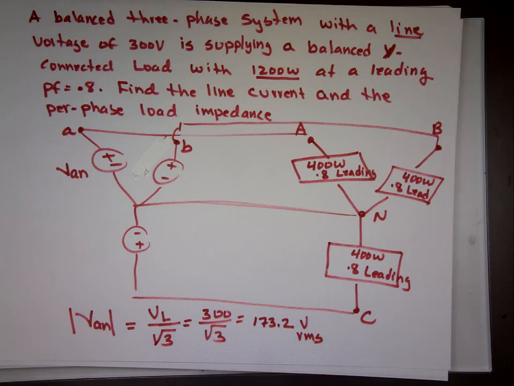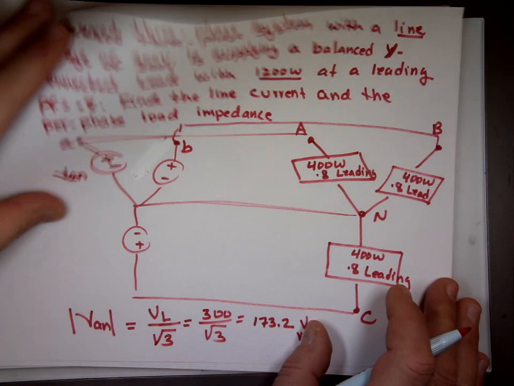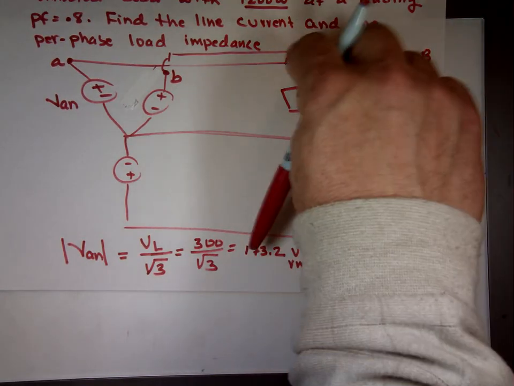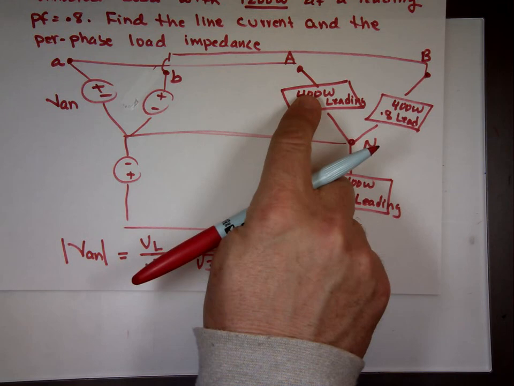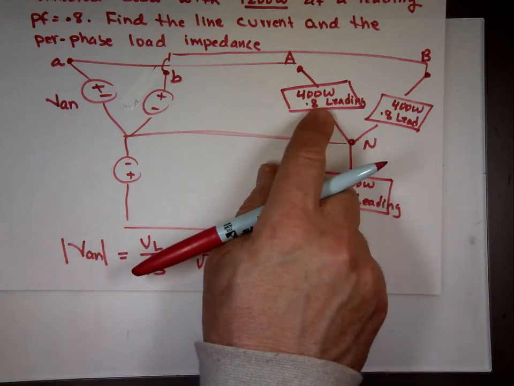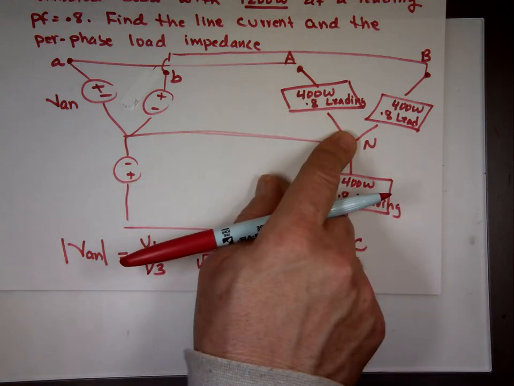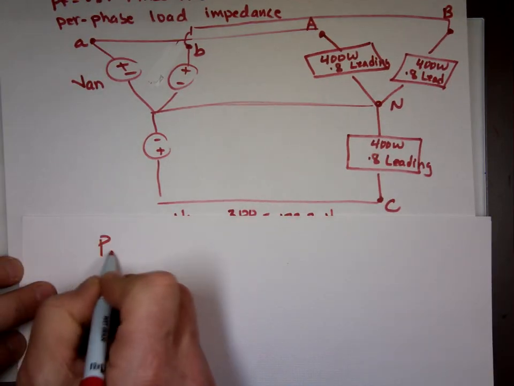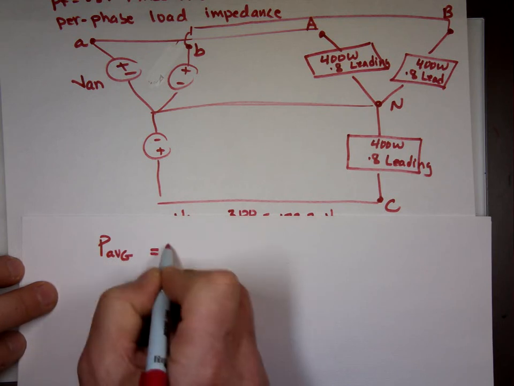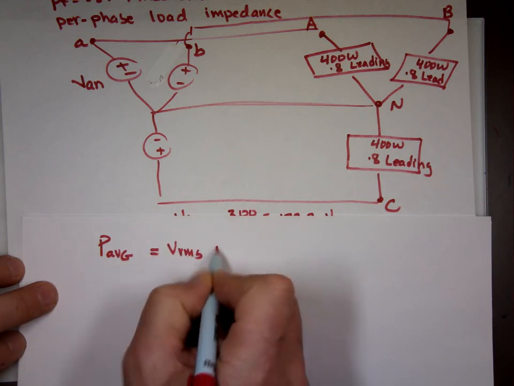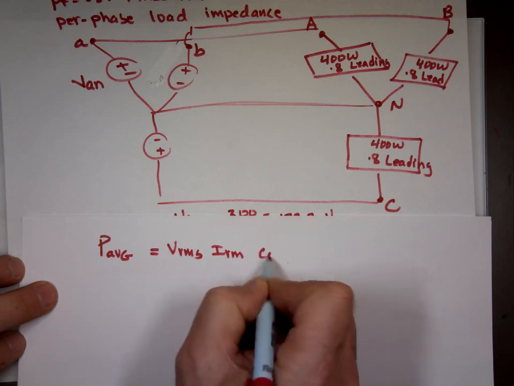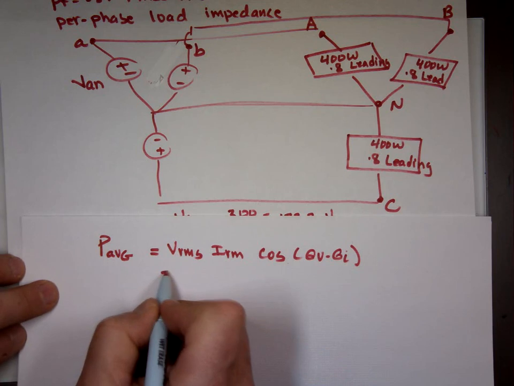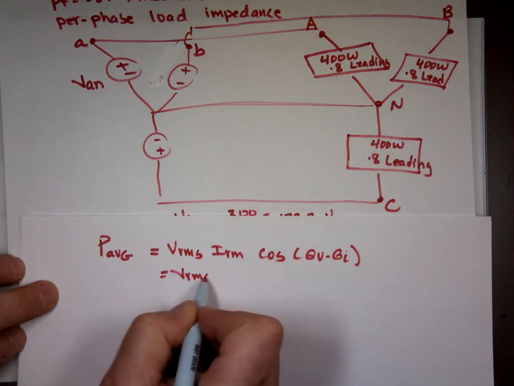Okay. Now, looking at that picture, we know what the voltage here is. We know what the average power is. We know what the power factor is. Can we figure what the current through it is? If you remember, average power, P average, equals VRMS IRMS cosine of theta V minus theta I, right? And what is theta V minus theta I? That's power factor, right?